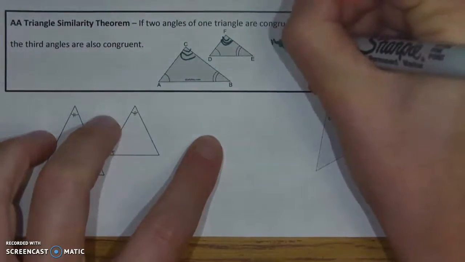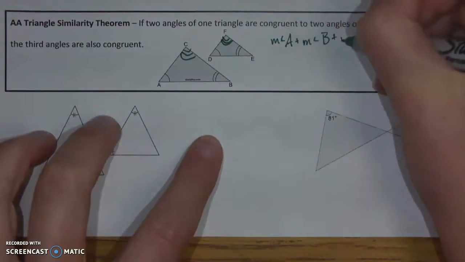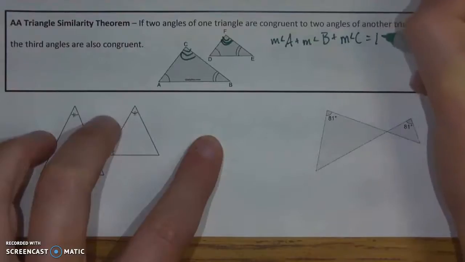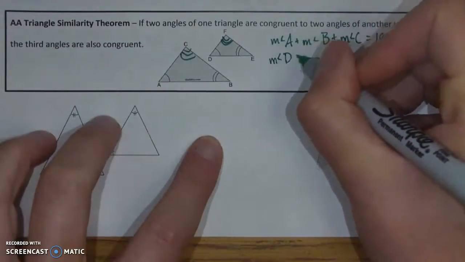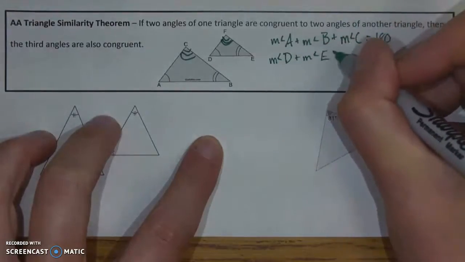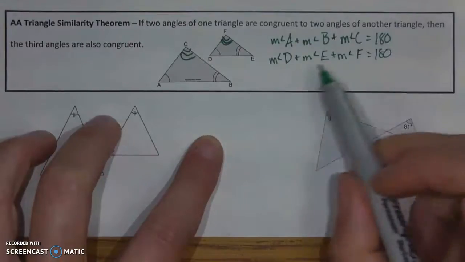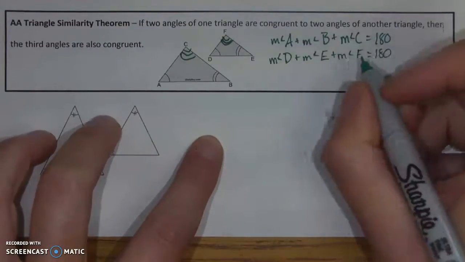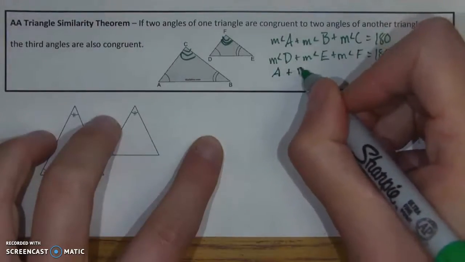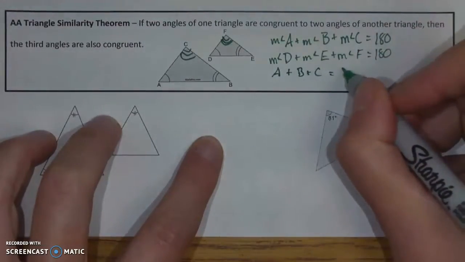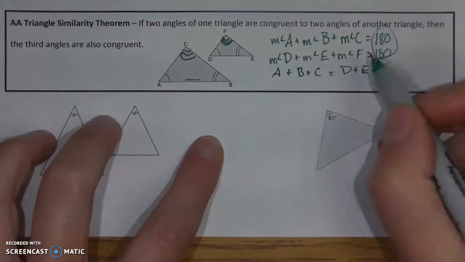I know that if I took the measure of angle A plus the measure of angle B plus the measure of angle C, it would equal 180. And the same is true of the other triangle. Measure of angle D plus measure of angle E plus measure of angle F equals 180. Now since they're equal to 180, according to transitivity, they have to be equal to each other. So I'm going to shorthand this. I'm going to do A plus B plus C is equal to D plus E plus F, right? Because they're equal to the same thing.